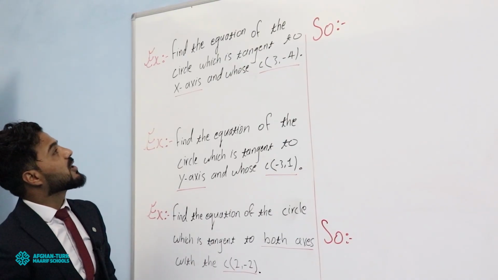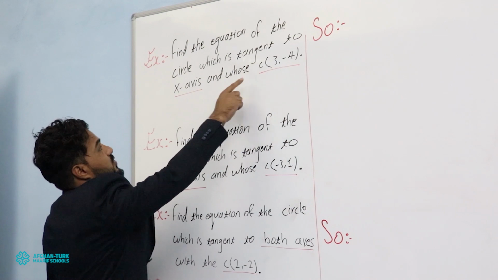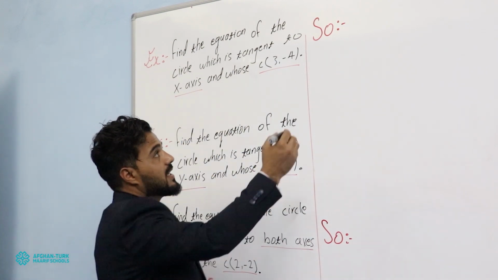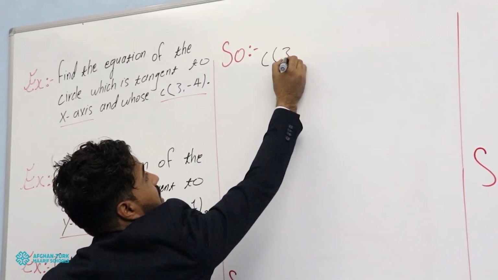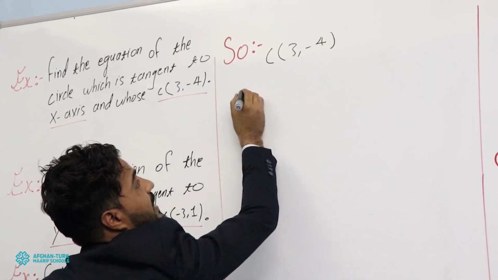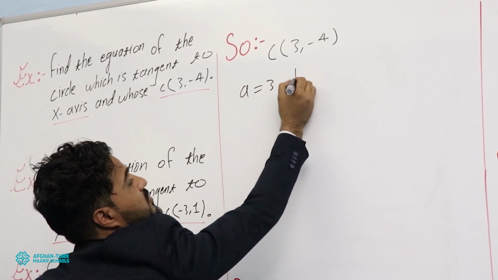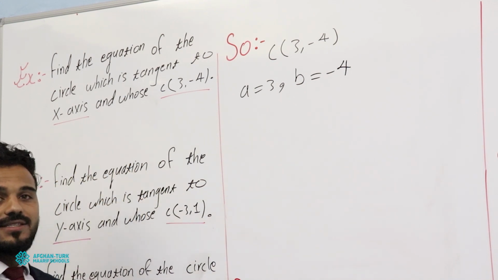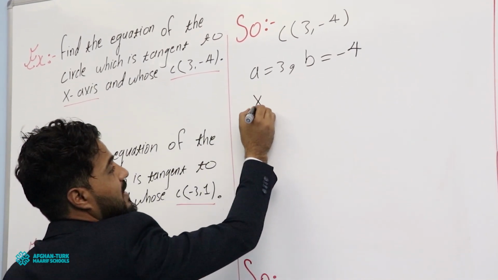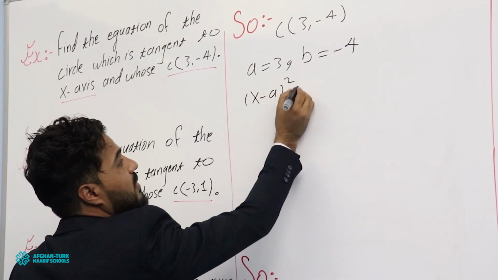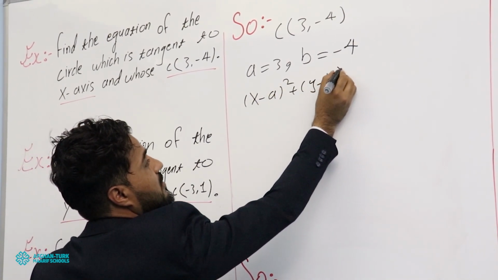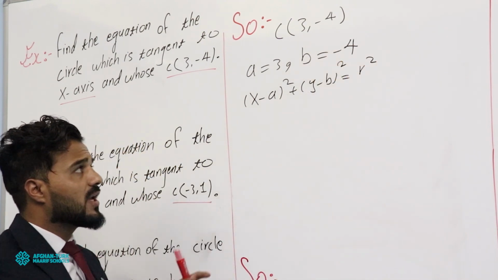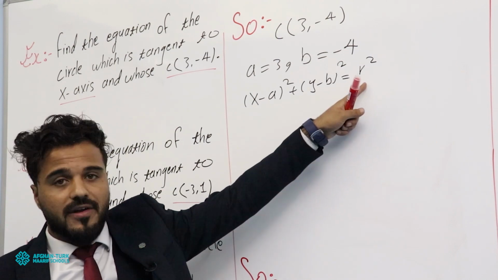First example: find the equation of the circle which is tangent to the x-axis and whose center is (3, −4). So look here, the center of the circle is (3, −4). It means that a is equal to 3 and b is equal to −4. Now let's write the standard equation of the circle. We have (x − a)² + (y − b)² = r². So here we have a and b, but we don't have r.